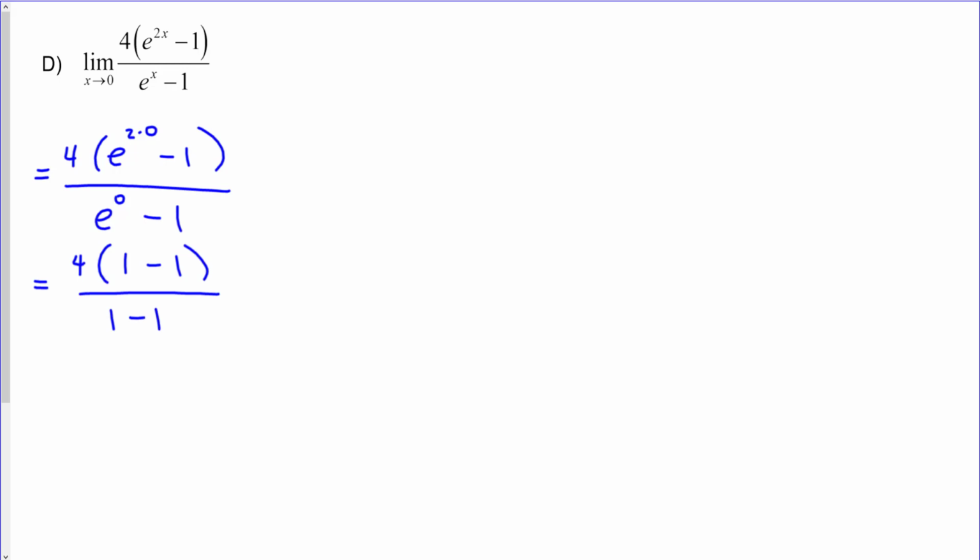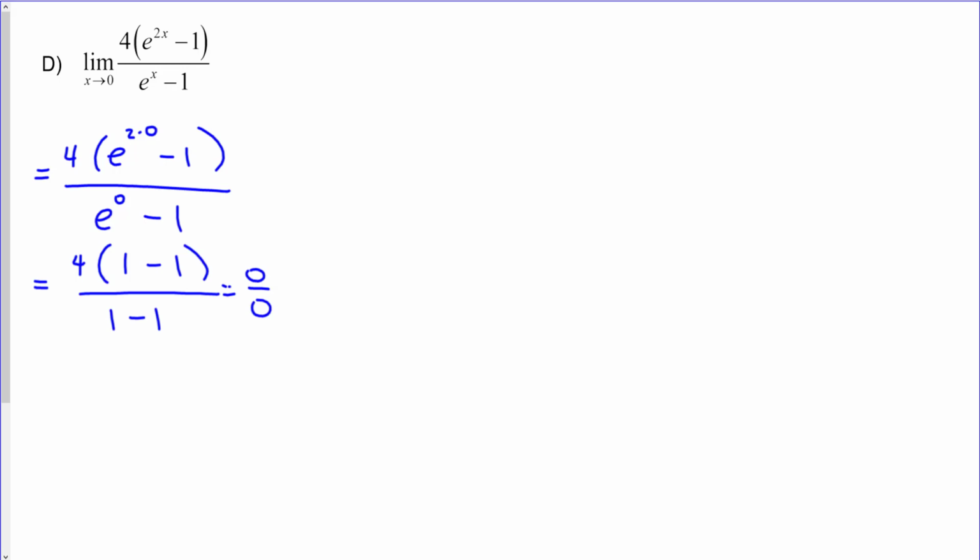This next example, if I plug in 0, I would have 4 times e to the 2 times 0 minus 1, over e to the 0 minus 1. Should be 4 times, so e to the 0 is going to be 1, because anything to the 0th power is just 1. So I have this term 1 minus 1 in the numerator and denominator, and therefore those things equal 0 over 0. Now, that tells me there is some algebra that can be done.